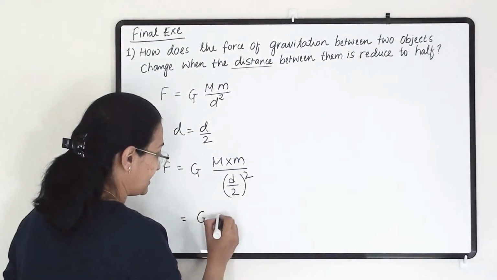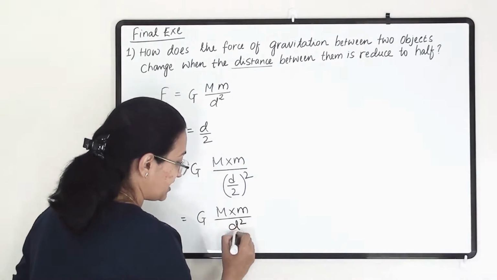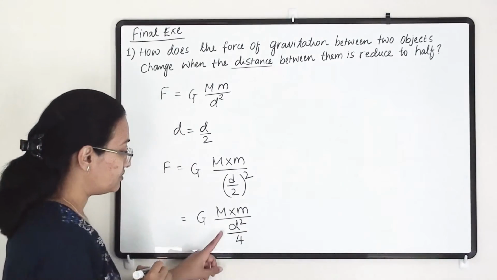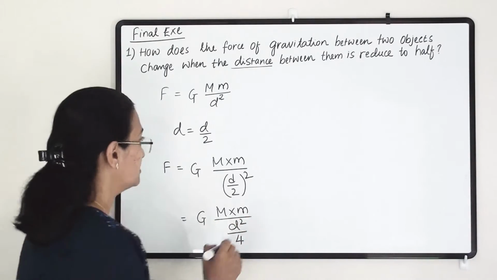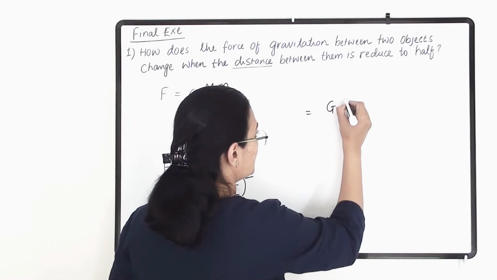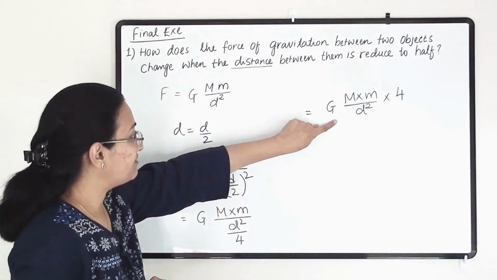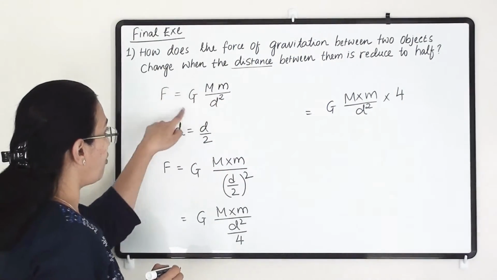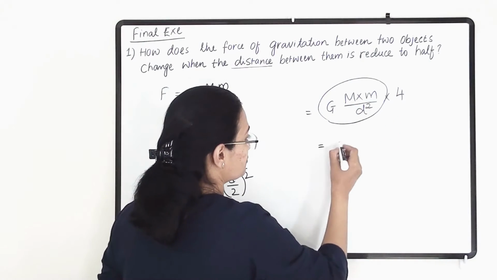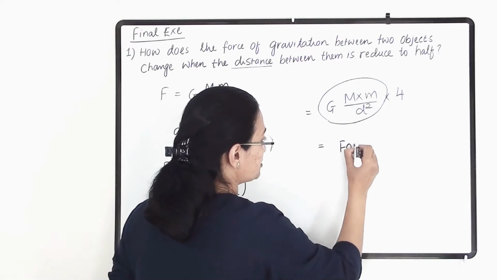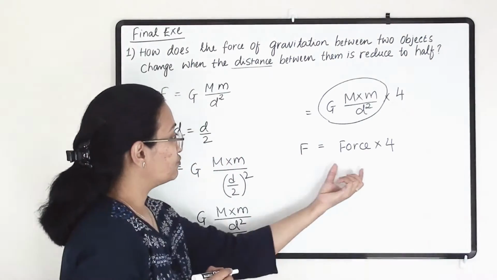Once we solve this, we will get G capital M into small m divided by d square divided by 4. Now this 4 is in the denominator, so the denominator will go to the numerator. So we will get G into capital M into small m divided by d square, multiplied by 4. Now in this formula we can see this is our original formula of gravitational force. So our new force equals the original force into 4.